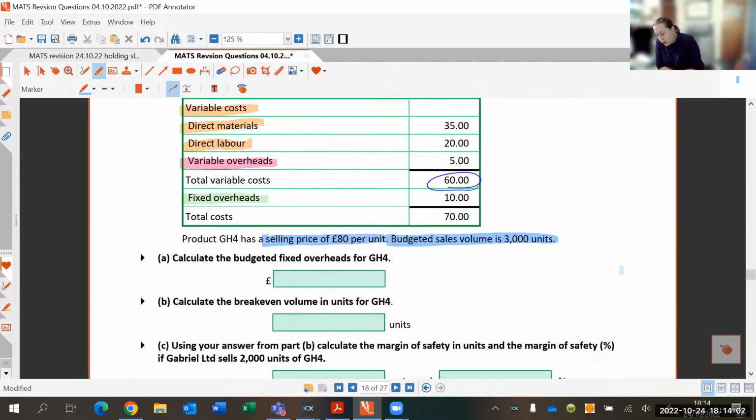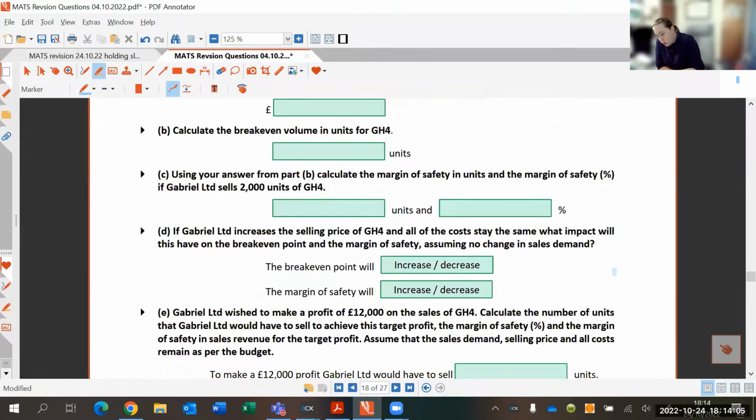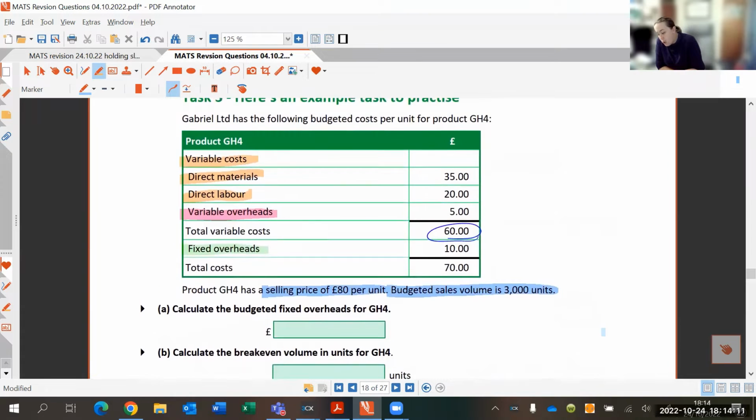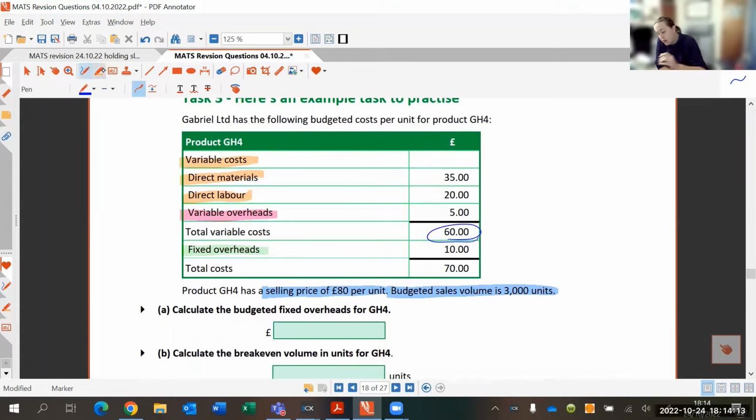So we've got a few sections on this, and we've got quite a few that relate to this. So we'll start at the top, which is a very good place to go with. What they are asking us to do first is to calculate the budgeted fixed overheads for GH4. Okay, so what do we need to do for this? Any thoughts in the chat box before I dive right in? What are we going to be using in order to find out what our budgeted fixed overheads are? What things are we going to need to use from the data that we've got? Bearing in mind, we're talking about the total fixed overheads here.